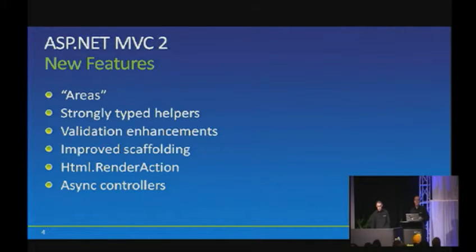There are strongly typed helpers so that you can get IntelliSense and compile time checking in your views. That's a nice little tweak for some people. There were a lot of validation improvements. They started introducing data annotations so that when you've got model objects, they present their errors up nicely and make it a lot easier to build CRUD forms. Speaking of CRUD forms, improved scaffolding. They've introduced a whole slew of stuff around quickly and easily creating those boring CRUD screens that most of us don't like to build.